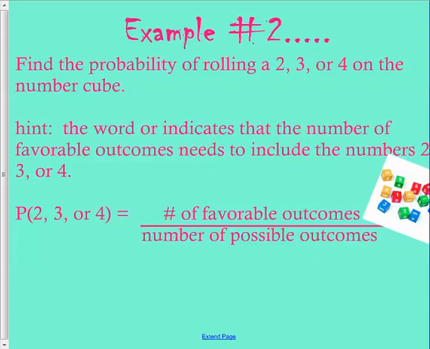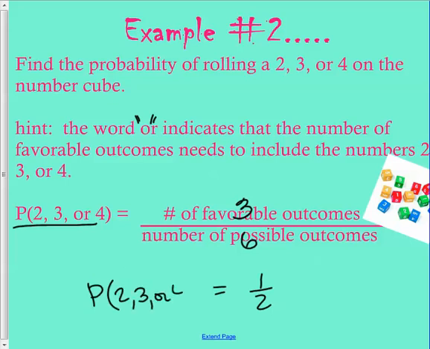All right, find the probability of rolling a 2, 3, or 4 on a number cube. Hint: the word "or" indicates that the number of favorable outcomes needs to include 2, 3, or 4. So we write it like this, and we put the number of favorable outcomes on a number cube would be a total of 3. Out of how many? 6. That's not simplified. We can still simplify it to 1/2. So the probability of 2, 3, or 4 would be 1/2.